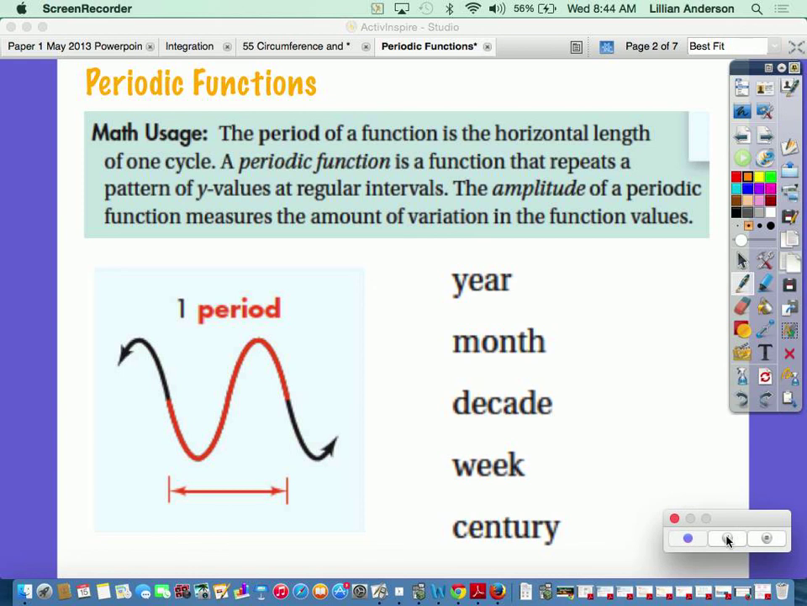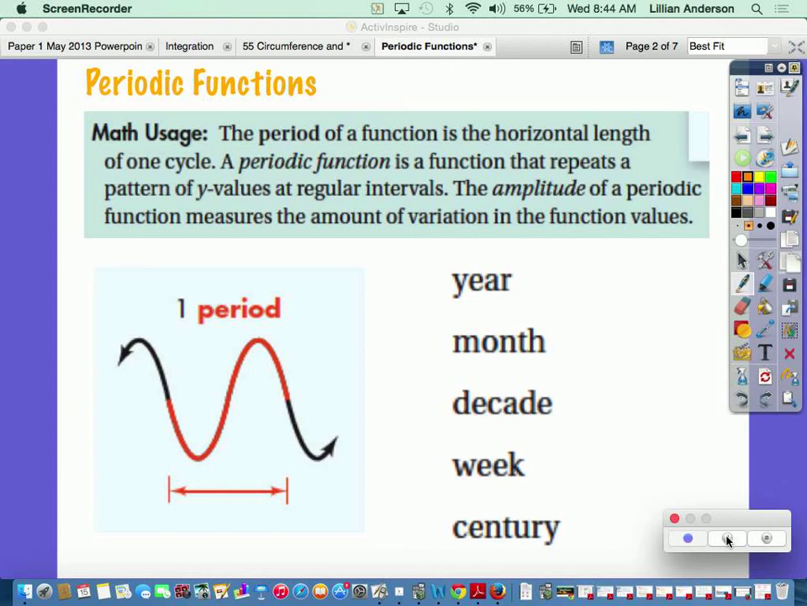Okay, we are talking about periodic functions. Hopefully by the end of today's lesson, you'll be able to determine what makes a function periodic, as well as how to find the period of a function. So, the period of a function is the horizontal length of one cycle.